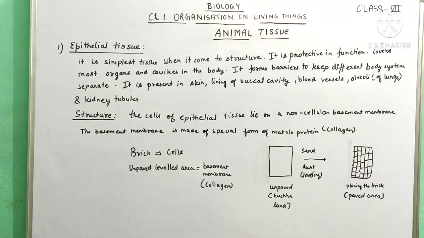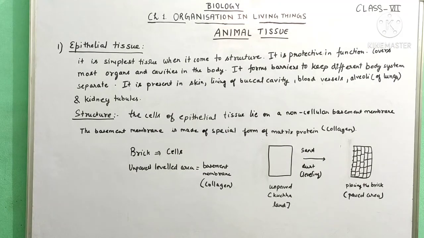The location of this tissue is, it is present in skin, lining of the buccal cavity, and the blood vessels, and the alveoli, and the kidney tubules. Talking about the structure, the cells of the epithelial tissue lie on a non-cellular basement membrane. The basement membrane is made of special form of matrix protein collagen.